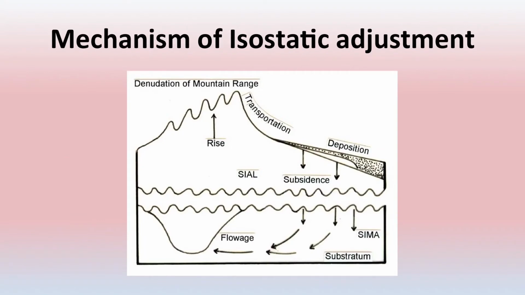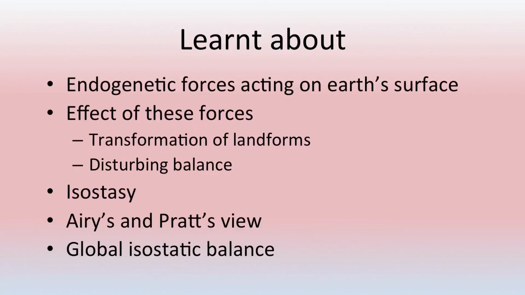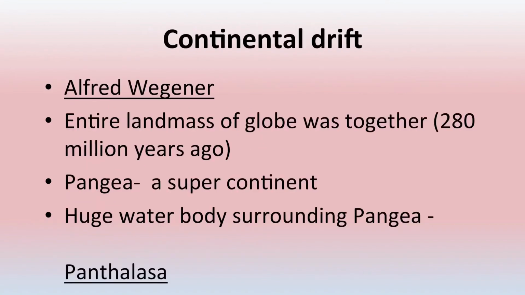Now, the mechanism of isostatic adjustment can be seen in the picture. There is transportation, deposition, erosion and then a flowage of material inside the earth, in the SEMA you can see. Now, we learnt about endogenetic forces and how they transform the earth's surface, exogenetic forces, isostasy, Airy's and Pratt's viewpoint. Now, related to all this isostasy and balance, we'll be discussing continental drift. This was the theory propounded by Alfred Wegener.